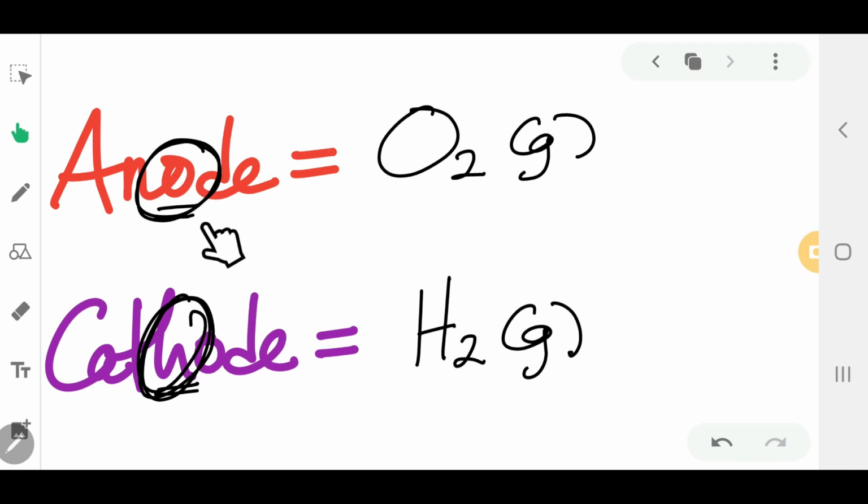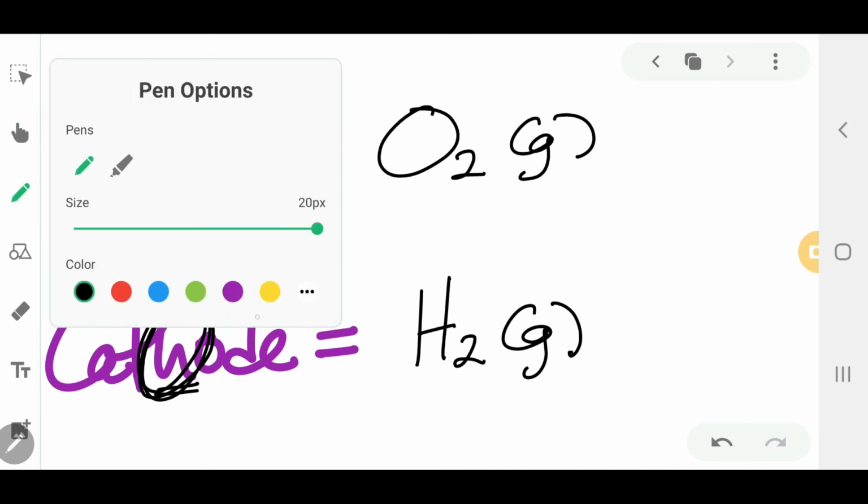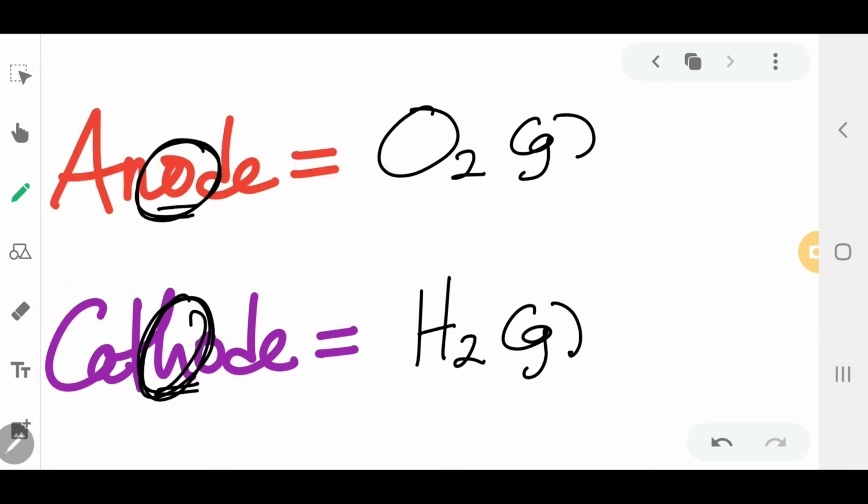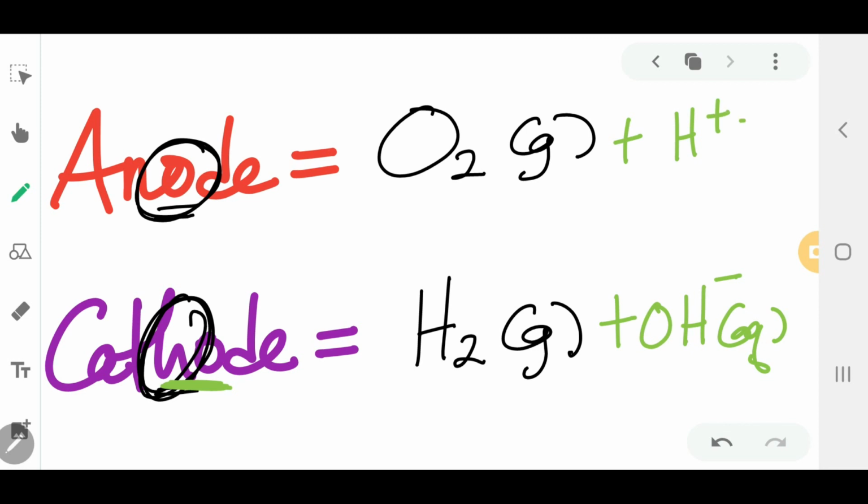And how do we identify the H plus and OH minus species that will be formed? That is easy as well. So right now I'm going to use a green colored pen. For the OH minus, we know that it will be the product of the cathode. And look at the word cathode over here. You have O and H. You have O and H right there. And that is the clue that you can use to write down OH minus aqueous just by looking at the O and H.